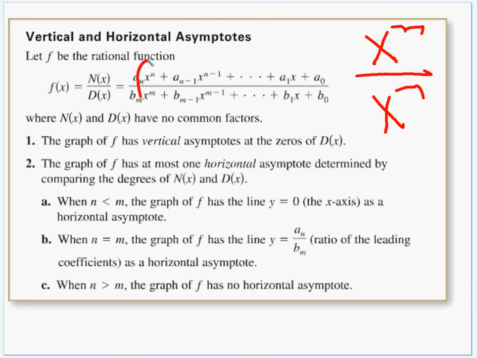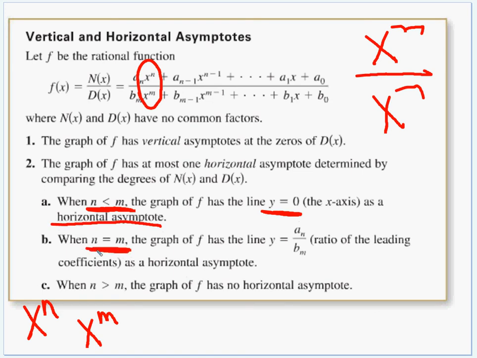Oh, there it is. The n and the m come from right here. It's the highest power of the x. X to the n is from the numerator. X to the m is from the denominator. So if the numerator exponent is less than the denominator's highest exponent, then the graph has y equals 0, or the x-axis, as a horizontal asymptote. If they are exactly equal, if they have the same power, then we drop the variables and we just use their leading coefficients.